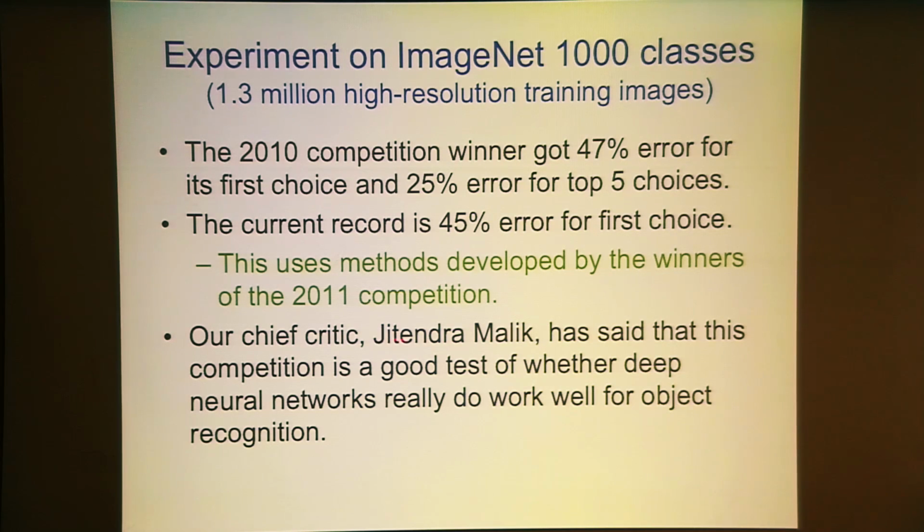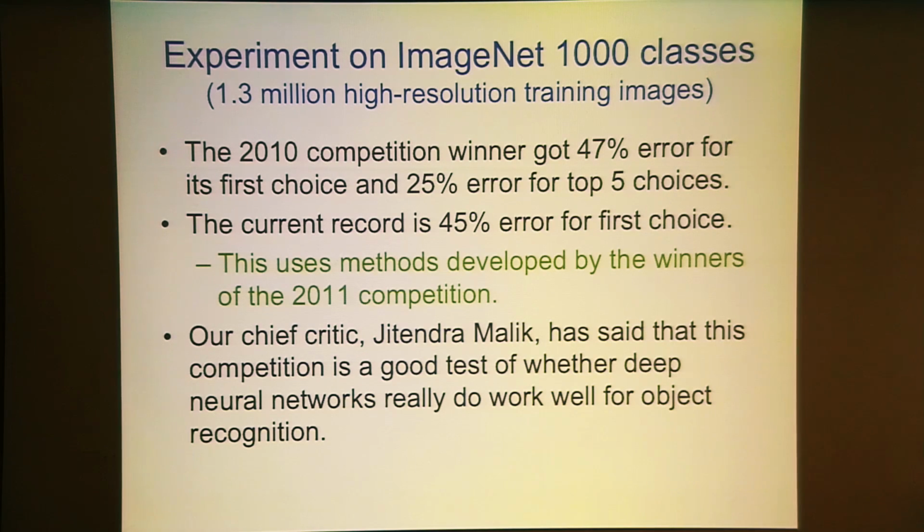We have a critic called Jitendra Malik, who thinks that the deep neural networks haven't really proved themselves for computer vision yet because they haven't been tried on severe enough tests. So I checked with Jitendra Malik and got him to say that if we could do the ImageNet task with 1,000 classes, then he would be impressed. And that was a good test of whether these deep neural networks really did work for object recognition.